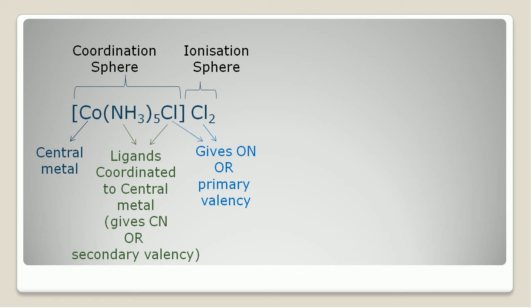Some atoms or molecules inside the coordination sphere can also contribute to the primary valency. But during ionization, only the atoms of the ionization sphere get ionized, and whatever is inside the coordination sphere remains as one complex ion. To be clear, let us see the ionization of this very compound. It will get ionized to one complex ion and 2 chloride ions, as there are 2 chlorines in the ionization sphere. So, here we end our today's class.